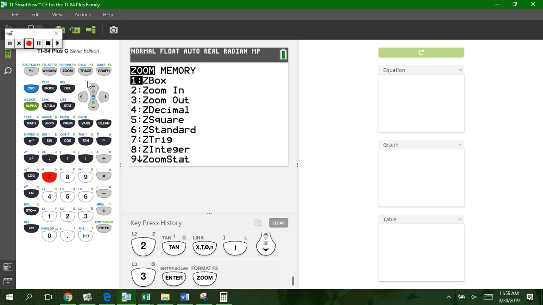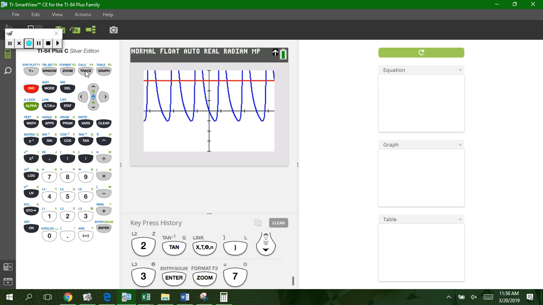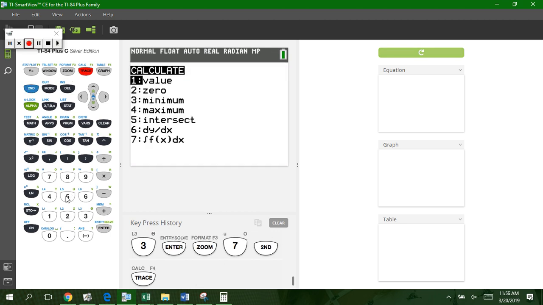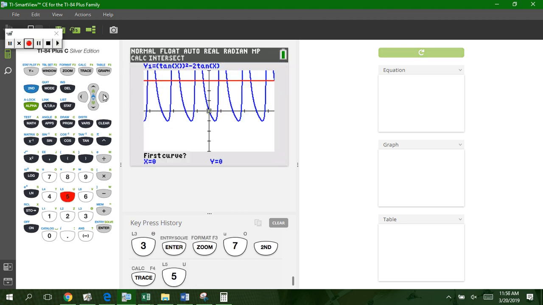So here's what I'm going to do. Anybody remember how to find intersection? Second, calculate. Number 5, intersect. So I'm just going to push him over to where it's closer, getting closer to intersect. Oops, back away a little bit. There we go, that's fine. Enter, enter, notice, enter again. 1.249, didn't I say 1.25? Same answer, huh?